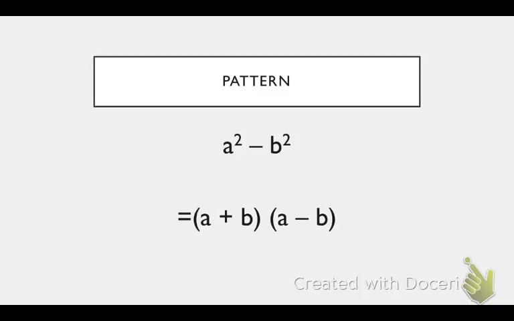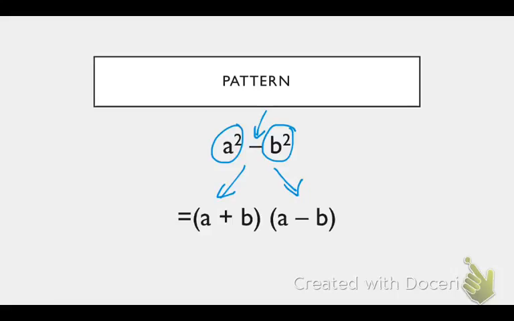If you're given a binomial in the form of a squared minus b squared, things to note: it has to be a difference, meaning a minus. Your first term has to be a perfect square, and so does your second term. This factors into two more binomials. The pattern is one's a plus, the other's a minus, and you take the square root of a squared, which would be a, and the square root of b squared, which would be b.